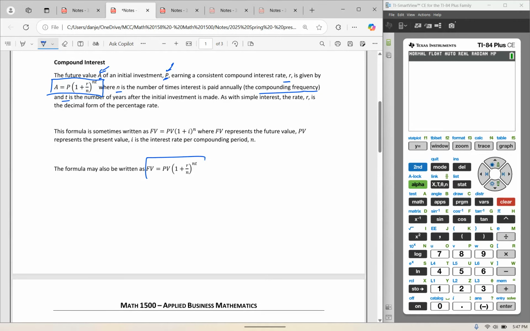Sometimes you'll see it written as I have it down here, using FV instead of A and PV instead of P. FV for future value, PV for present value. And I'm cool if you use that. I think it's great if you use the FV. I know a lot of finance courses will use the FV instead of A and the PV instead of P. Just know that that's not two different values being multiplied together.